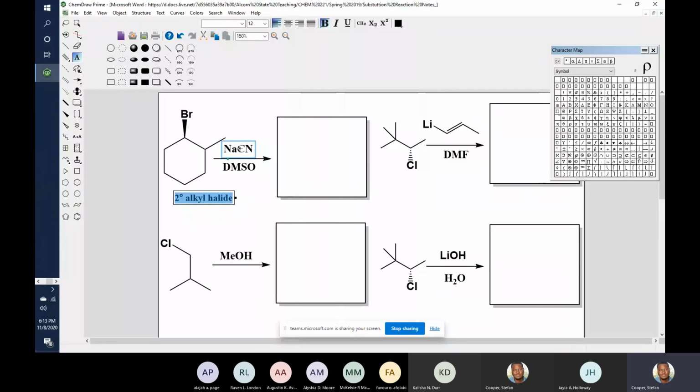So that means that carbon is going to have a full what charge? Negative charge. Good. So if that has a negative charge, what is it going to be? Strong. Yeah, that's going to be a strong nucleophile.